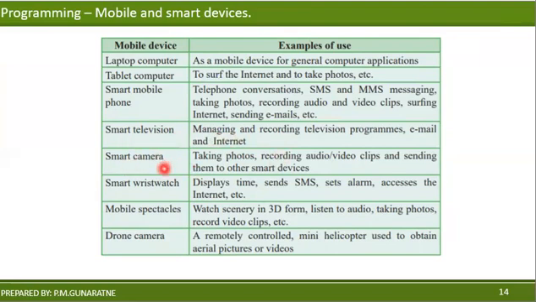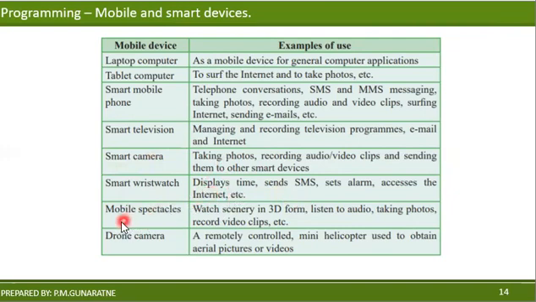Smart cameras, they have many more options than a normal camera. That means auto focusing, taking photos and cropping them, taking audio and video clips with filtering of noises, right? That's the smart options, right? Okay, you know smart watches, right? Everybody knows about smart watches. I'm not going to tell about that one.